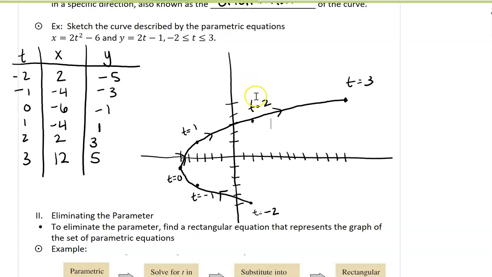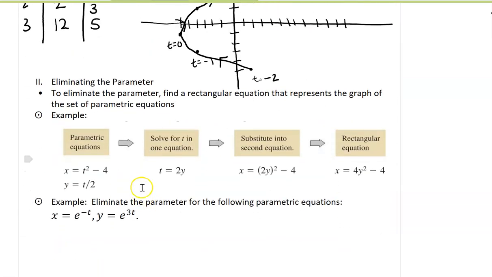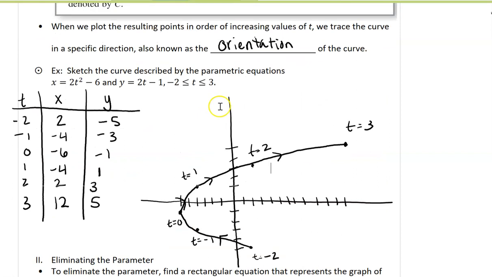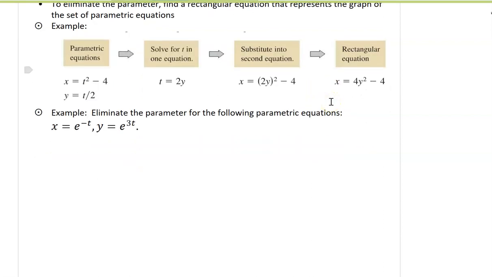Okay. Notice that in this example we had both a rectangular equation and a parametric equation. And when we talk about eliminating the parameter, what we're trying to do is find a rectangular equation that represents the graph of the set of parametric equations. So like with this example, this is a parabola that could have been represented by just a rectangular equation. So what we want to do first is take our parametric equations and solve for t in one of them. We're going to substitute that value of t into the second equation, and then we will have a rectangular equation.